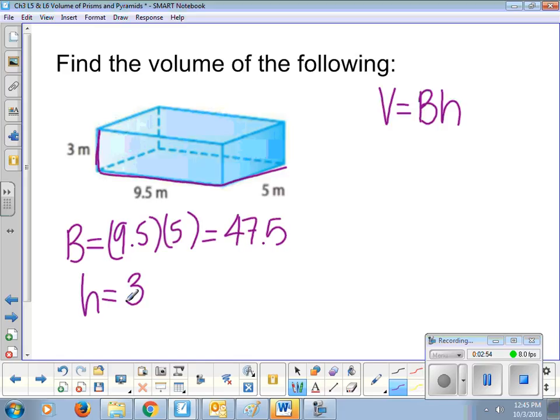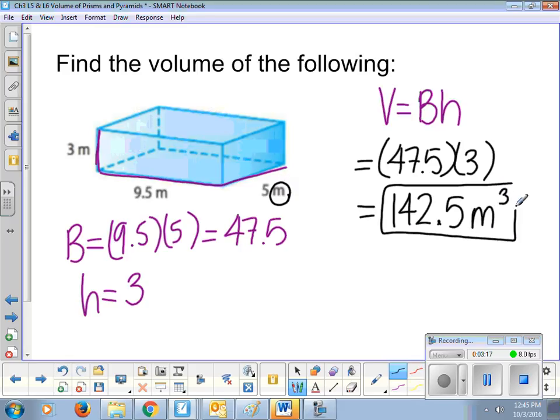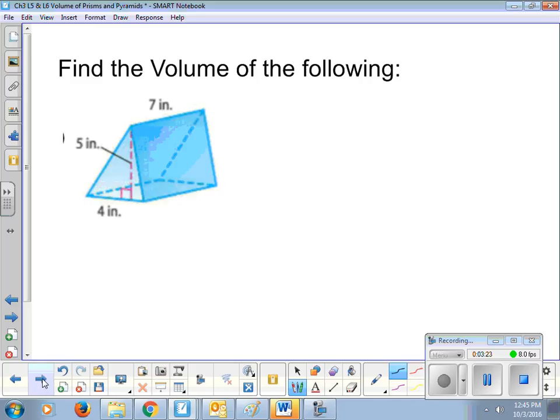This is the same example from the bell work, except this time we're finding our volume. I plug those values into my formula. 47.5 times my height, which is 3, and when I multiply those two values together, I get 142.5. When you're finding volume, you're multiplying 3 lengths, so we have volume represented as units cubed with that 3 instead of squared.